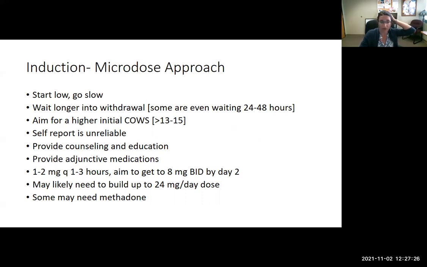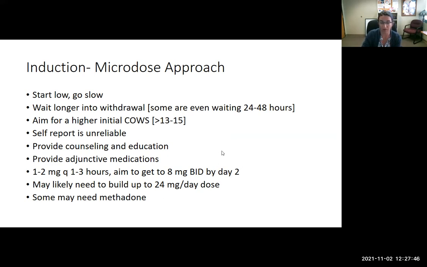And then really going with this approach of going slow, so 1 to 2 milligrams every 1 to 3 hours, and then aiming for that dose of 16 milligrams total, and maybe up to 24 milligrams, is what's recommended for the microdose approach. And then remembering that some may need methadone.